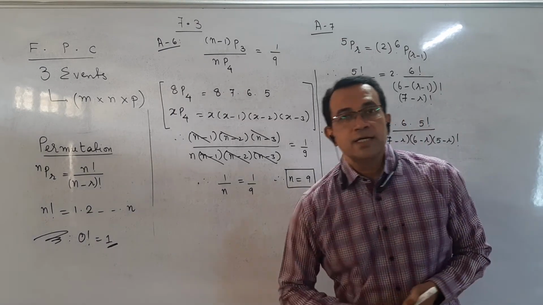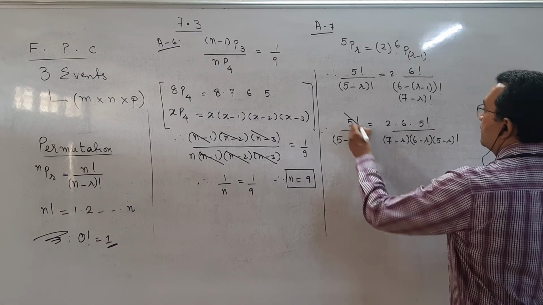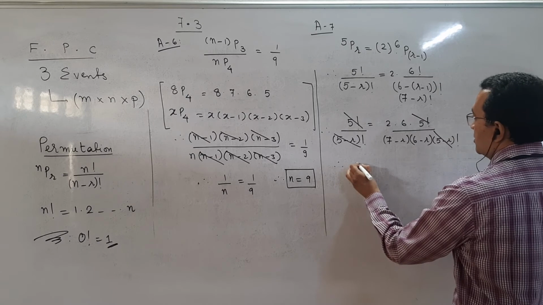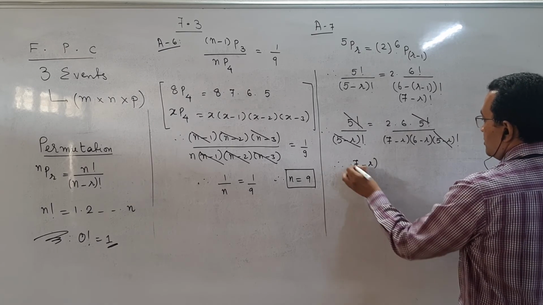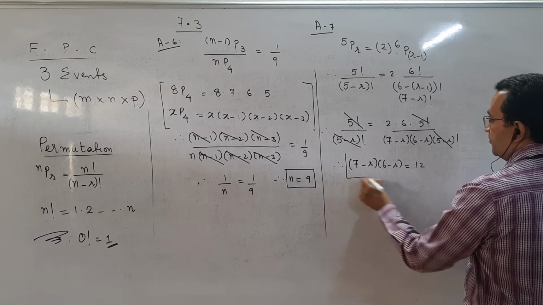So the logic concept of this type of sums is to reduce bigger factorial terms up to smaller factorial terms, and then students get it cancelled. So now I can cancel 5 factorial and 5 minus R factorial from both the sides. So here on cross multiplication, 7 minus R into 6 minus R is equal to 12.